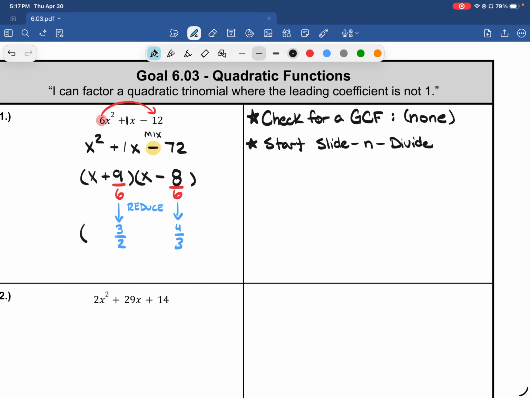So those factors reduce to x plus 3 halves and x minus 4 thirds. And then I can pull both those denominators up front to finish with 2x plus 3 times 3x minus 4.